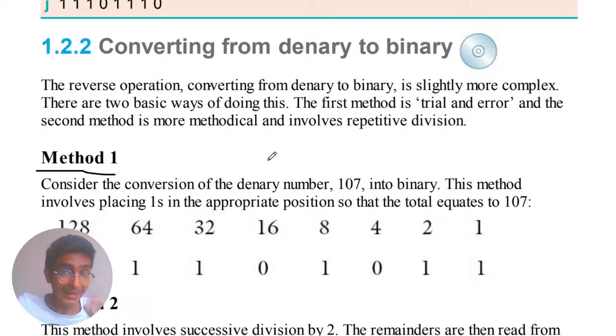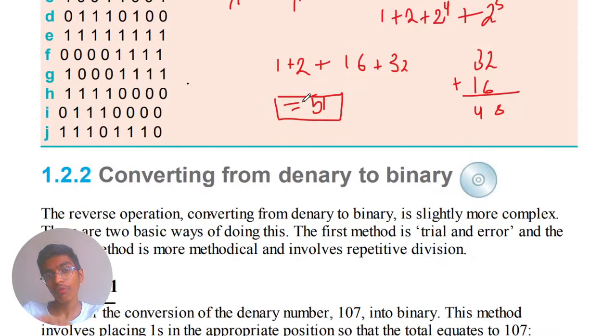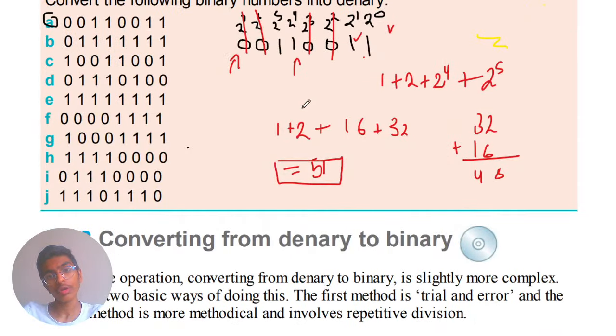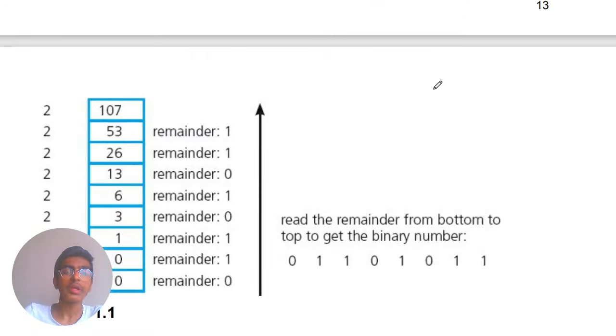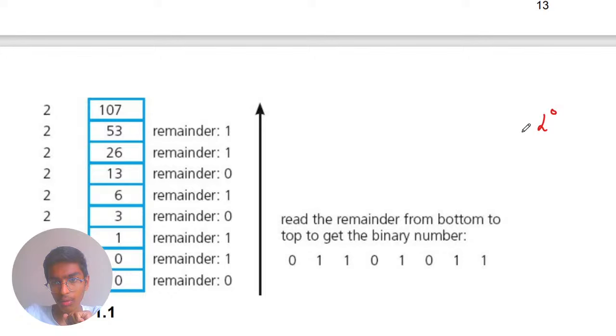Finally, let's move on to denary to binary. So now, how can I move from 51 to the following number on top? A method I like using is similar to what we just did. What you simply do is write 2 to the power 0, 2 to the power 1, 2 to the power 3, 2 to the power 4, 2 to the power 5, 2 to the power 6.